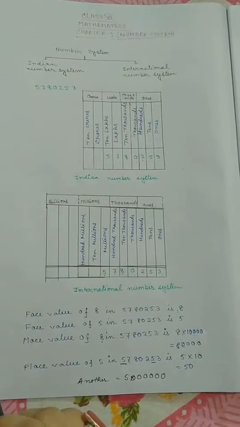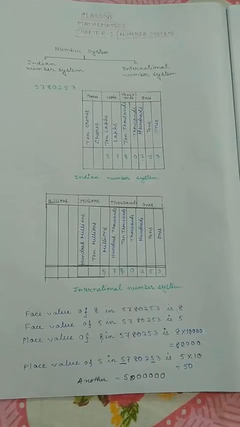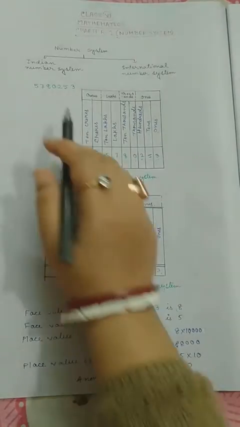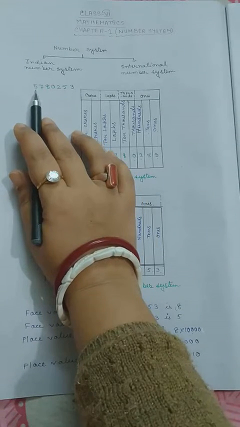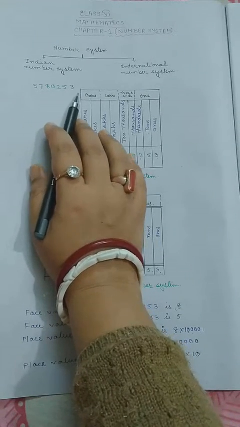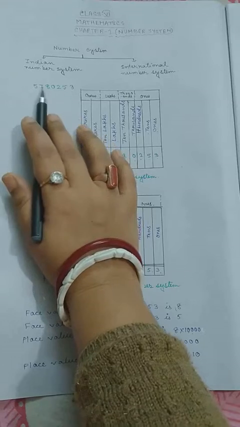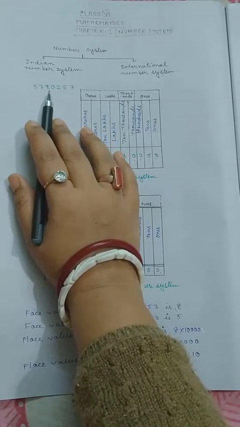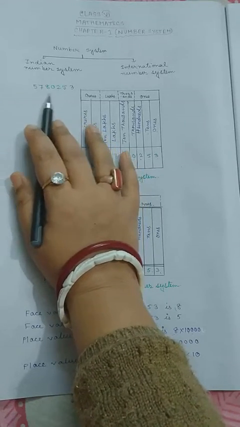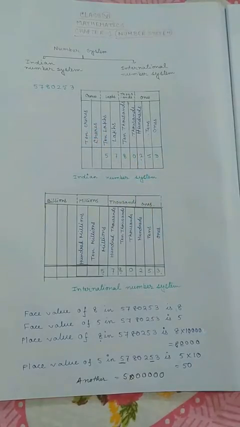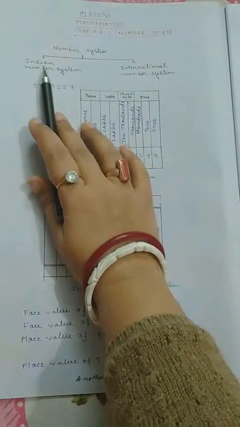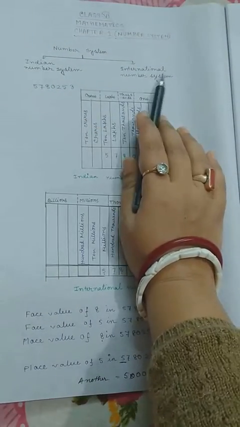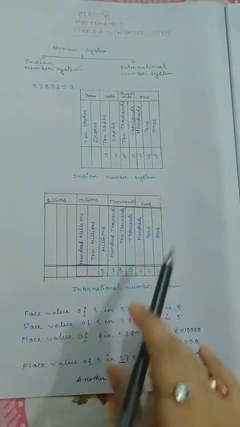Now, a number is a combination of digits. Here, this is a number, and each individual number is called a digit, the smallest part of a number. 5 is a digit, 8 is a digit, 2 is a digit. Okay. Now, number systems are classified into two ways: one is the Indian number system and the second is the international number system.